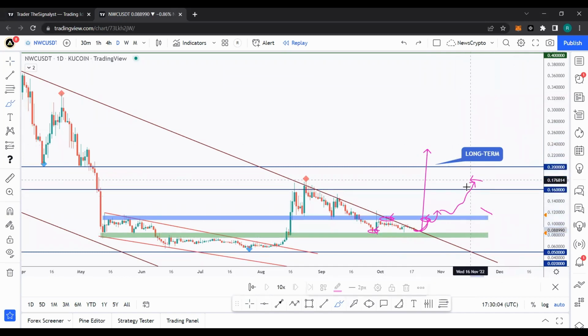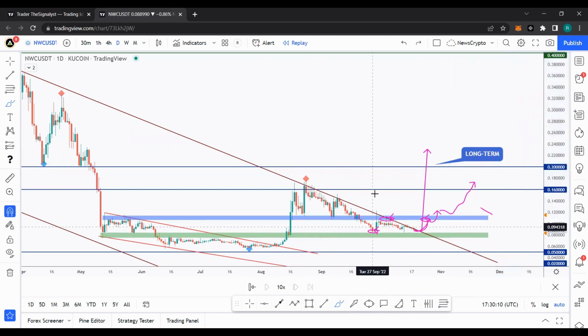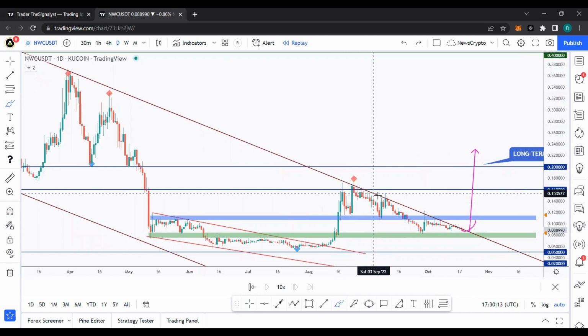That's why I'll keep an eye on this one. If we break it upward, then here we go, we'll be expecting a bullish movement. But again and again, let's take it step by step.